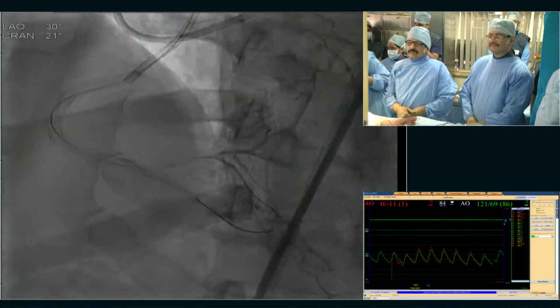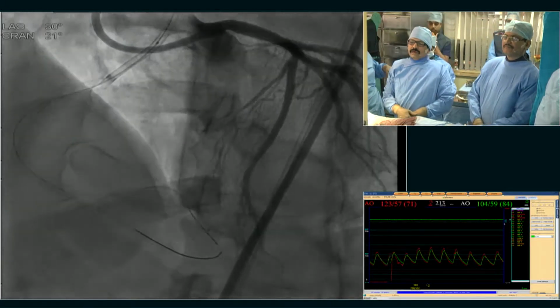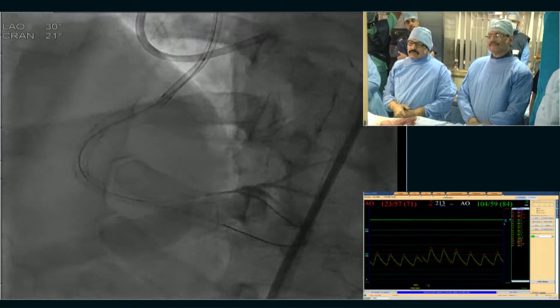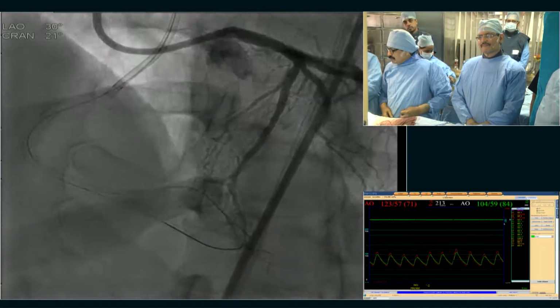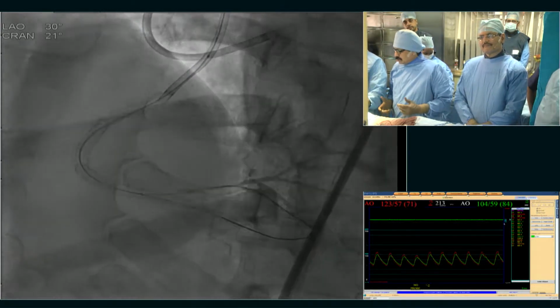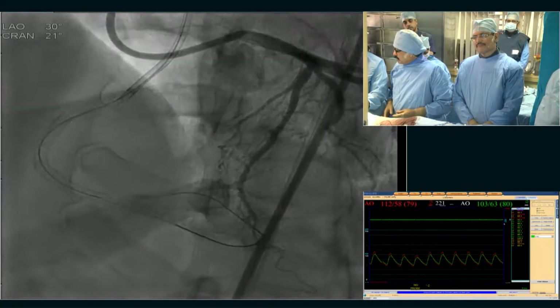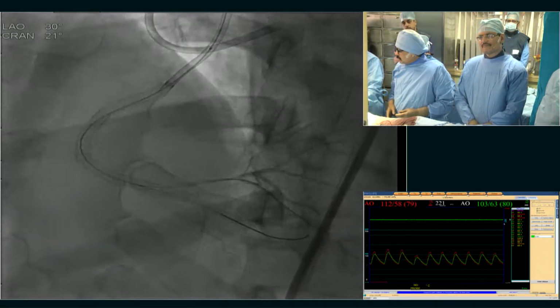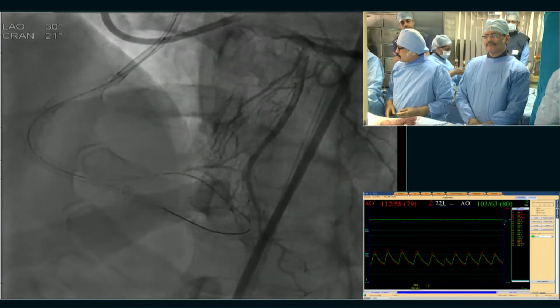So now I think as you said the hydrophilic wire is a better choice. As you said it can be a polymer jacket with hydrophilic, or a Whisper which is our favorite wire in most of the complex lesions, workhorse wire. So we use that.